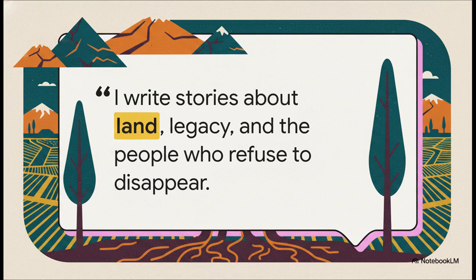So we're going to kick things off with this powerful core philosophy straight from Reid's writer statement. Notice how instantly, literally before we even know a single thing about the plot, she establishes the massive emotional stakes of the world she's built. She's not just giving us a play-by-play of what happens, she's telling us exactly why it matters. It's about land, it's about legacy, and crucially, it's about the people who just refuse to disappear.